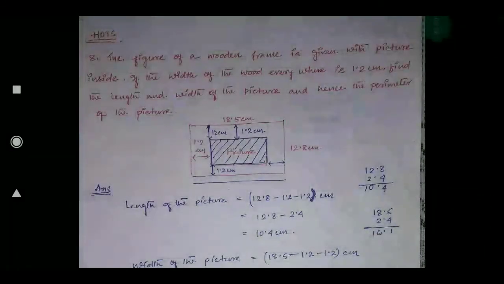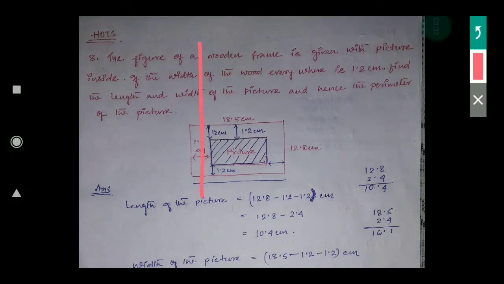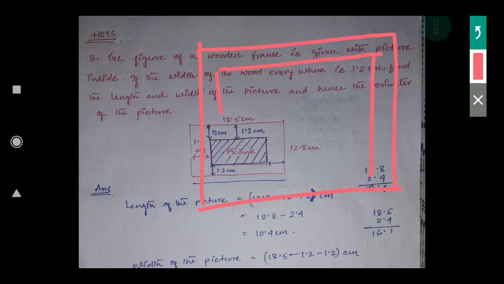Okay, now see question number 8. It is given the figure of a wooden frame. So first of all, this is one wooden frame that is given. Okay, in this wooden frame some width will be there. Inside that frame you will put some picture. Suppose one scenario is there, that the picture you are going to put inside the frame.